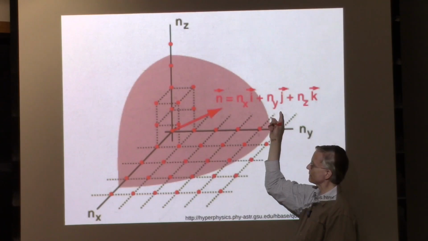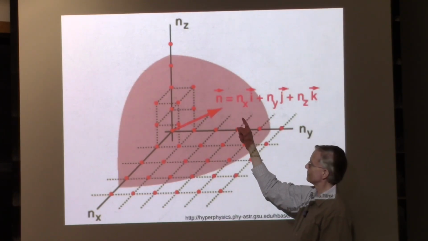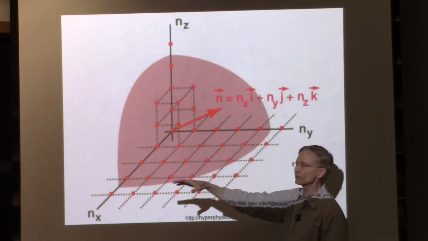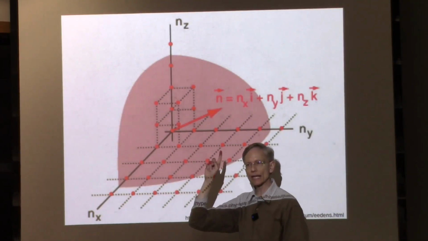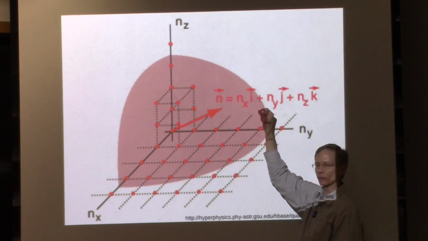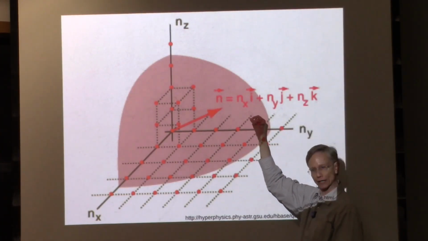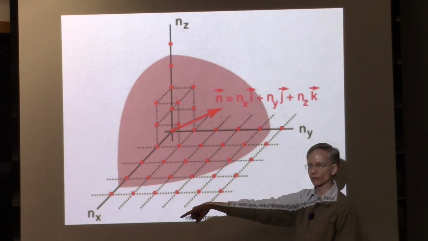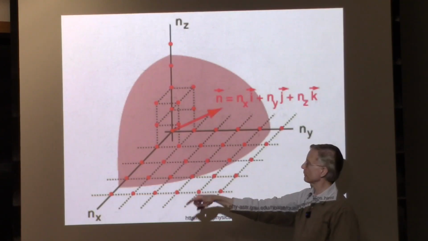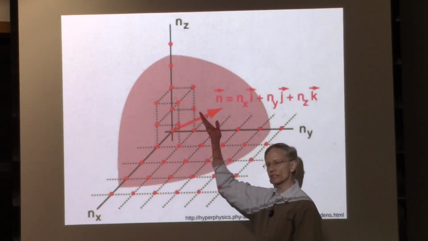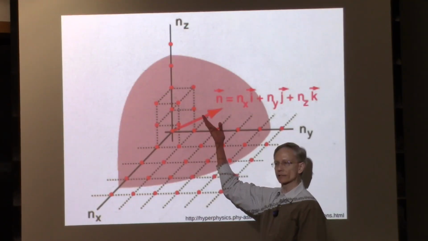So if you think about it, this is a really nice thing: the energy of the state is how far that state is from the origin in n space, squared, multiplied by pi squared h bar squared over 2mL squared. And furthermore, all the states that are on the surface of a sphere would have exactly the same energy.